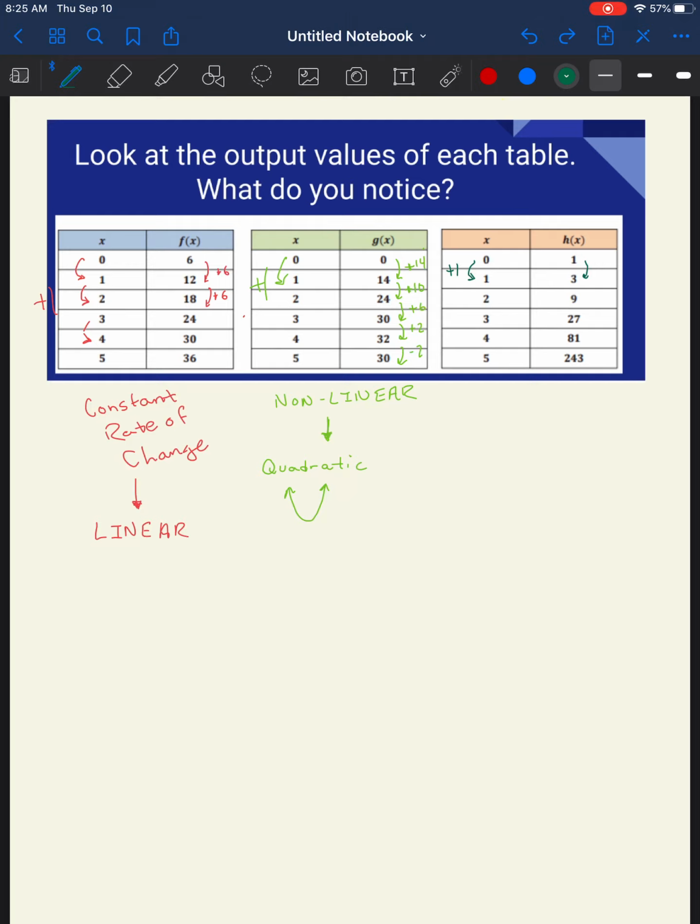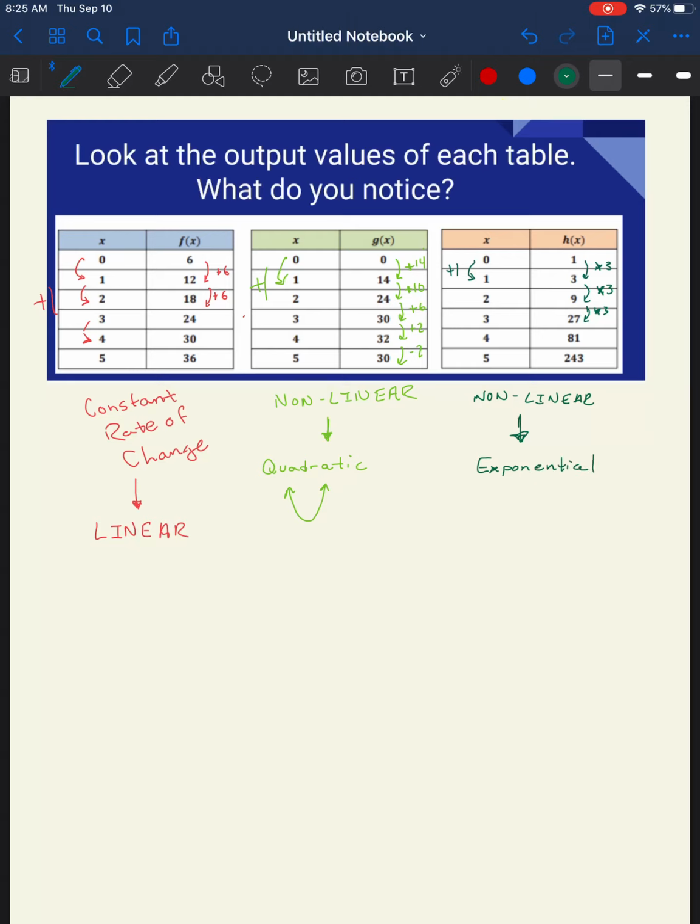All right, so you may have paused the video, whatever you needed to do. What you may have noticed, 1 times 3 is 3. 3 times 3 is 9. 9 times 3 is 27. So this is, again, a non-linear function. But since we are multiplying by the same number every time, this is what we call an exponential.